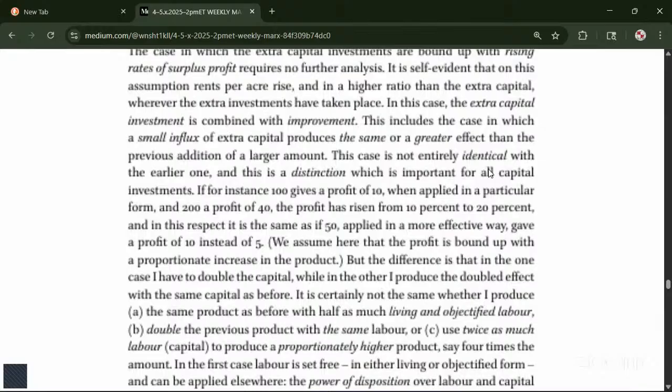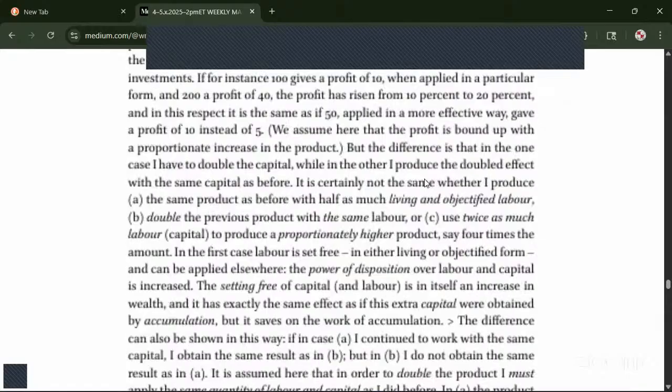A, the same product as before with half as much living and objectified labor, B, double the previous product with the same labor, or C, use twice as much labor capital, that is, to produce a proportionately higher product, say 4 times the amount. In the first case, labor is set free in either living or objectified form and can be applied elsewhere. The power of disposition over labor and capital is increased.